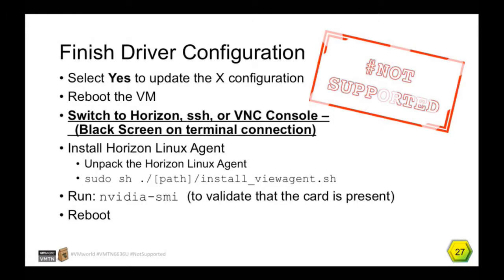Alrighty, so we're going to finish the driver configuration. It's going to ask you, do you want to configure X? Go ahead and say yes, reboot the machine, black screen like I said, and then the Linux Horizon agent, which we already ran through. Again, this is not supported, so VMware will tell you if you call in and say, I'm running a Pascal on a Linux virtual machine, that's wonderful, this isn't supported. I've run it in my lab, it works, but it's not necessarily a supported thing.